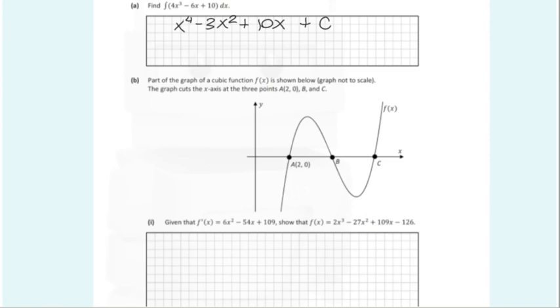Okay, so that's part A. Very straightforward. You will lose marks if you do not put in plus c. So be careful about that. So part B, we have a plot. But they're saying that this plot has an f dash, or a differential, of 6x squared minus 54x plus 109. So we have to prove that f of x is this original function.